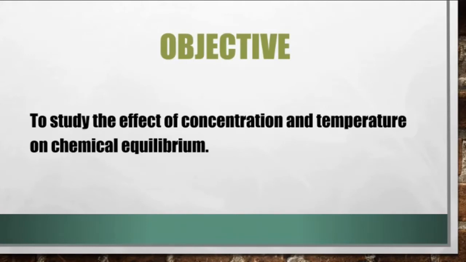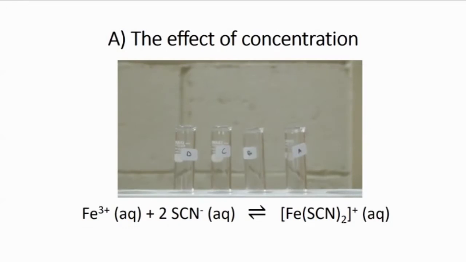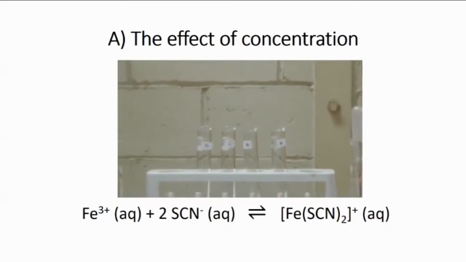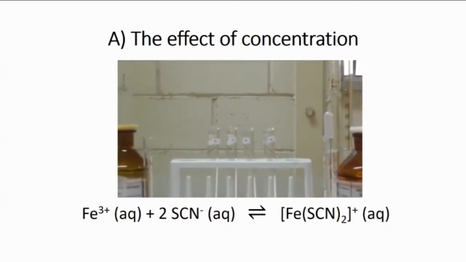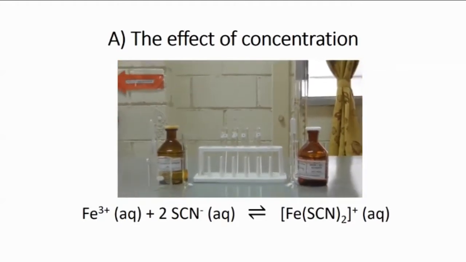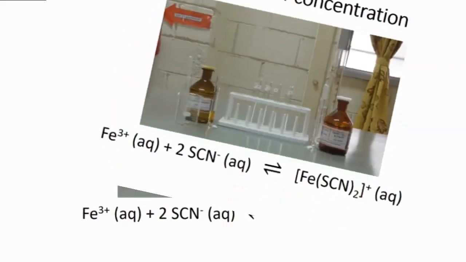Thus, in this experiment, you will see the effect of concentration and temperature towards chemical equilibrium. Let's start with part A of the experiment, which is the effect of concentration. In this experiment, the thiocyano-iron(III) complex ion is formed when iron(III) ion is added to thiocyanate ion. Thus, the equilibrium between these three ions will form.